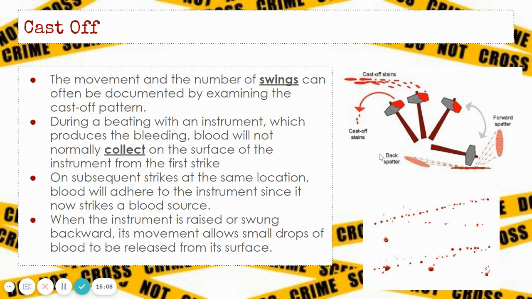Additional subsequent hits are going to provide more and more cast off. So for example, here, this would be the trail from one swing. This is the trail from a second swing. We can determine how many times the weapon was struck. So this is the pullback after swing 1. This is the pullback after swing 2. So there could have also been a third swing. Right. So it looks kind of like trails of droplets, and based on the elongation, we can determine the direction that the weapon was struck.